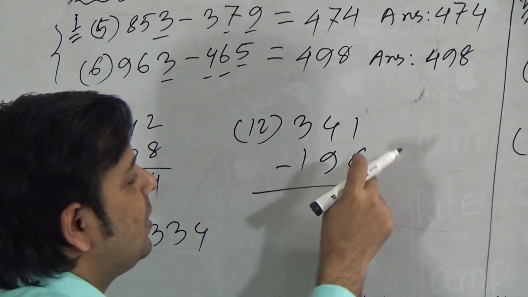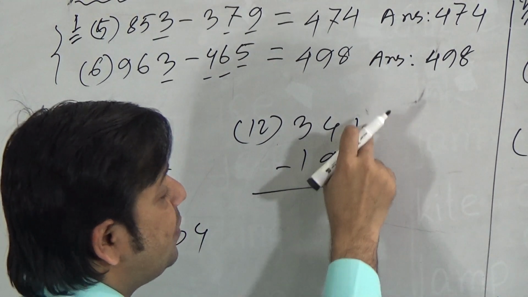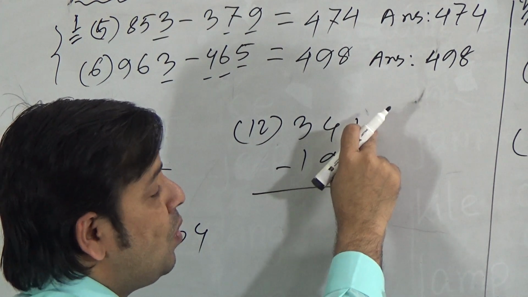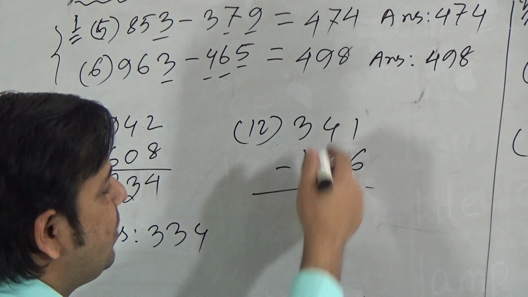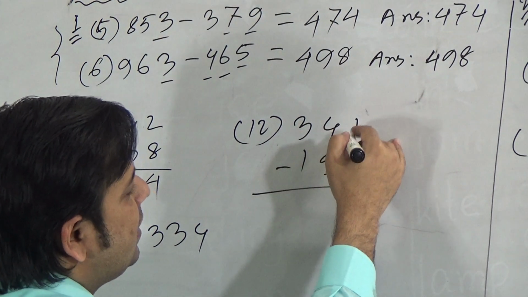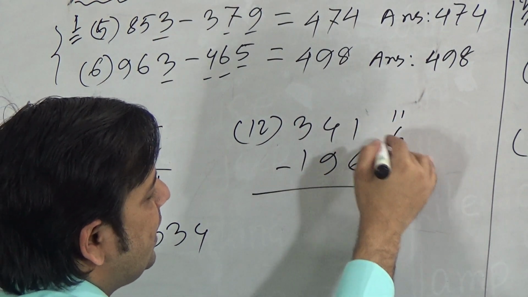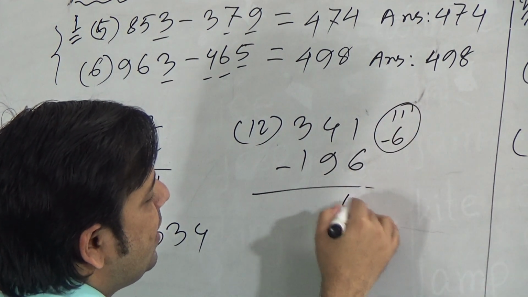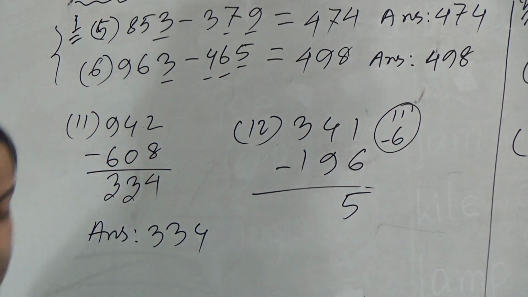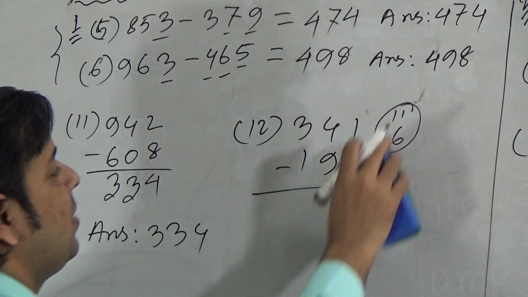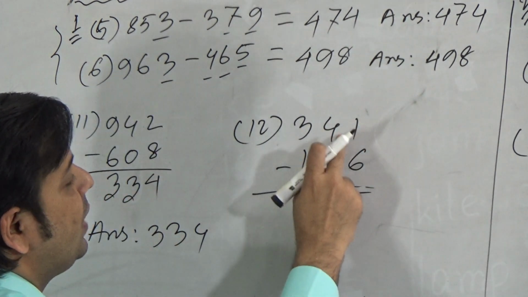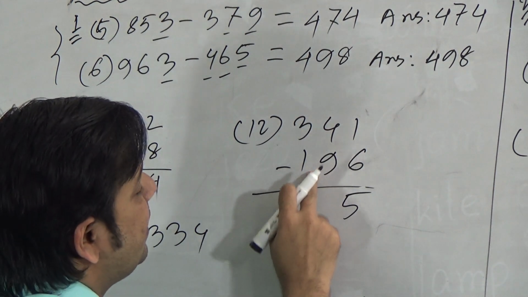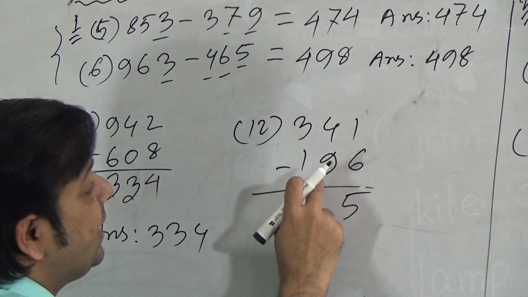Question 12. Now we have to subtract 6 from 1. As 1 is less than 6, we can't subtract. So we have to consider here 1. So this will be 11. If we subtract 6 from 11, this will be 5. Now, as I have taken 1, we have to give this here. It will be 10. Is it possible to subtract 10 from 4?